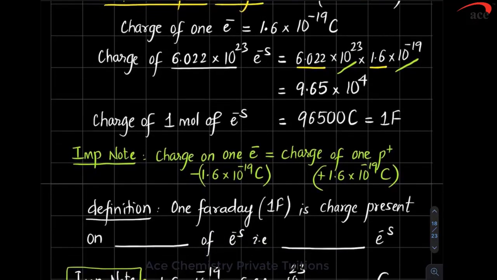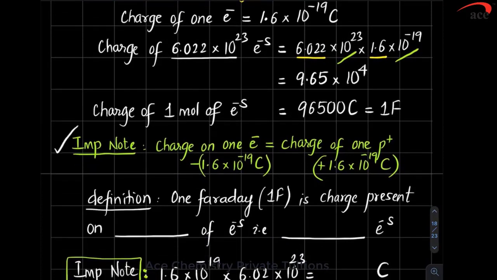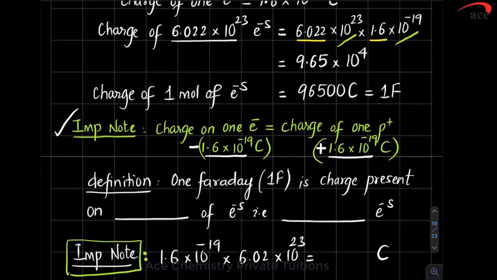You should also, as a student, know that the charge on 1 electron and the charge on 1 proton is the same. It is 1.6 into 10 to the power minus 19. In case of proton, it is positive. In case of electron, it is negative.